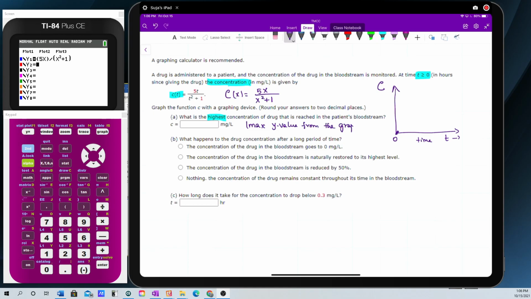Okay, so first let me graph this. I inputted it here, 5 times x in parentheses divided by x squared plus 1. Now in the window, I am changing my x minimum to 0, and I will keep my y minimum 0 too. We are not talking about negative concentration. For x maximum, we can pick some number. I kept it 50, and y maximum, I can keep it 10. So let me keep it 40. Okay, I'm going to hit graph.